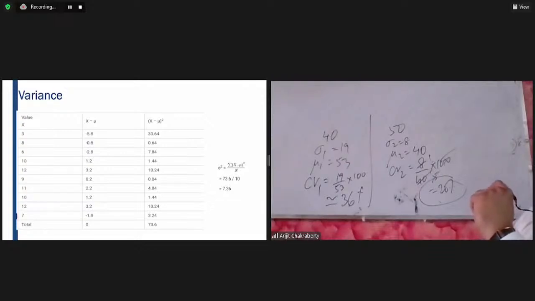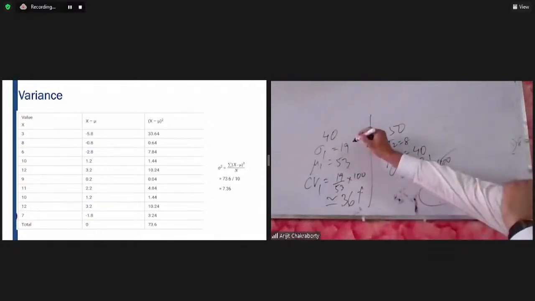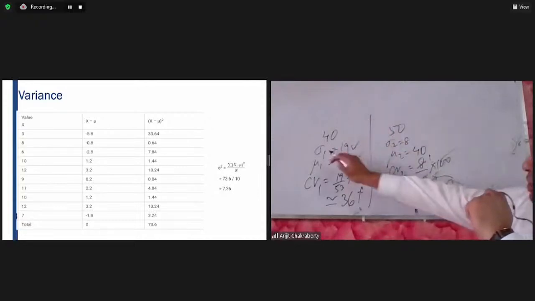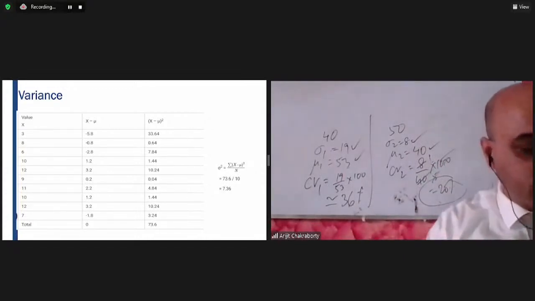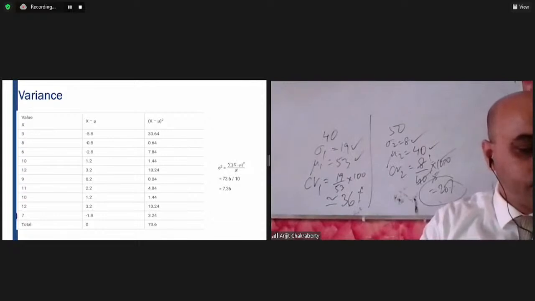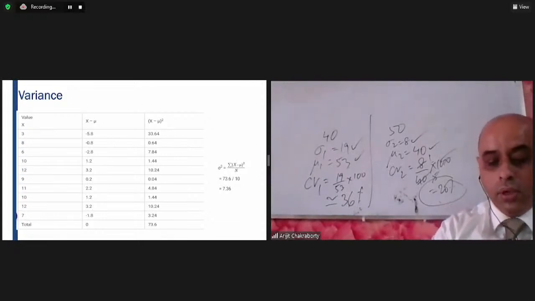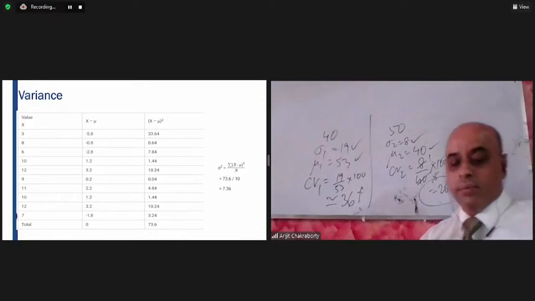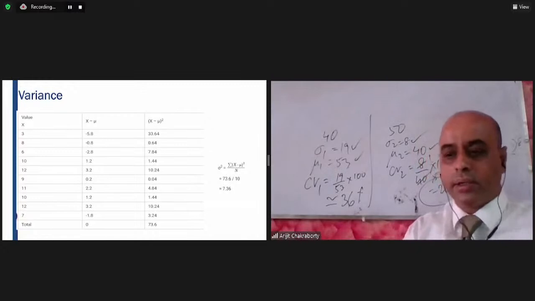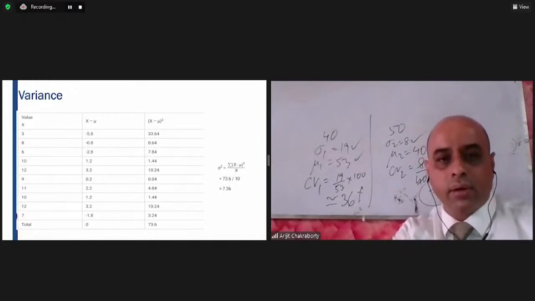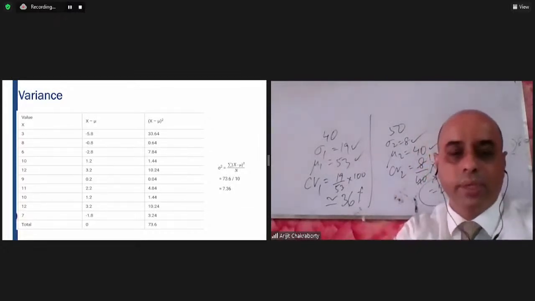So we took the SD and we have taken the mean also. Here we are dealing with sigma 1 and mu 1, and here with sigma 2 and mu 2. So this is how we calculate the coefficient of variation. From Bhumika, a question has come: will mu be in the question, or do we have to find it? No, mu will be given in the question. In coefficient of variation calculation, in most cases, mu will be given.